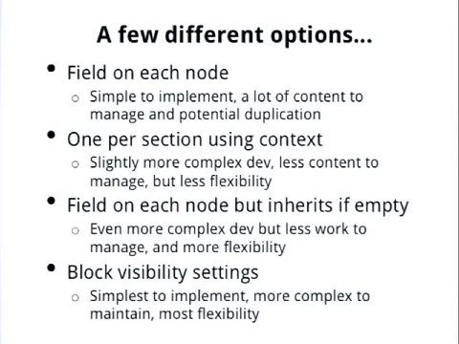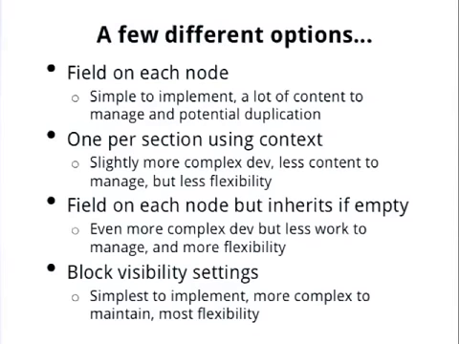A field on each node, that's a lot of work, right? They can target each page, but it's a lot of work, and you're going to get a lot of duplication. One page per section, it's a little bit more complicated to build, but it's a lot less content to manage, and also a little bit less flexibility because every page in that section is going to have the same content. A field on each node, but inherits if it's empty, that's even more complicated to build, but a lot of flexibility. Again, you can apply it to a lot of content or override it if you need to.